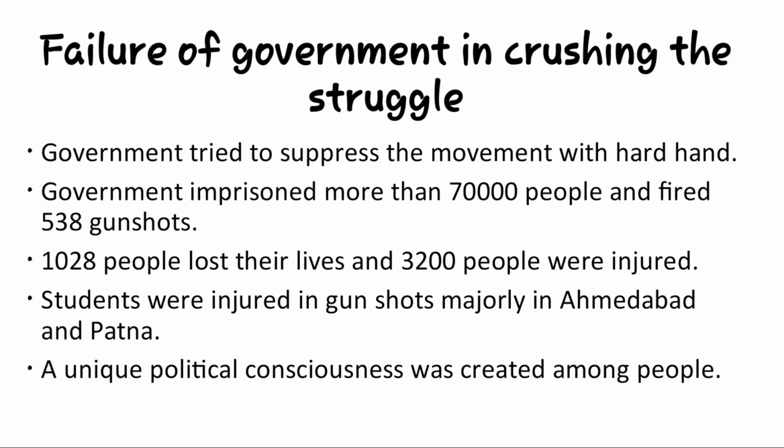To the fourth point, that is failure of government in crushing the struggle. See, what was the government's style? The government took it very seriously, but they were a failure because the spirit of Indians had gone very high. Government tried to suppress the movement with a hard hand. Government imprisoned more than 70,000 people, fired 538 gunshots, but nothing happened. People lost their lives. Many people, see 1028 people, these are all small issues. Double that number of people lost their lives.